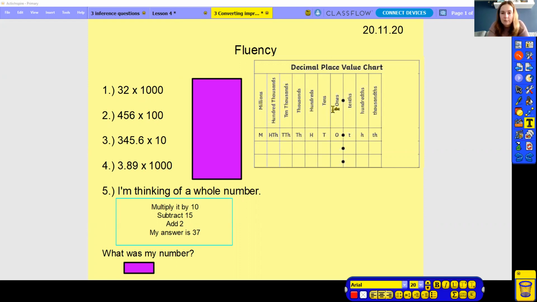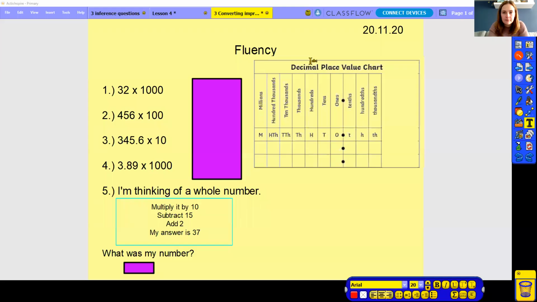I have put you a decimal place value chart there, just in case you need that for the decimal questions. Question 5 is then I'm thinking of a whole number, so it's a bit of problem solving, so just have a little go at that. So when you're ready, when you've got paper in front of you and pencil in front of you, please pause this video and have a little go at your fluency targets. Off you go.